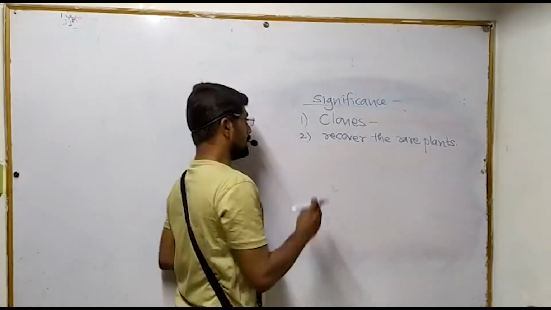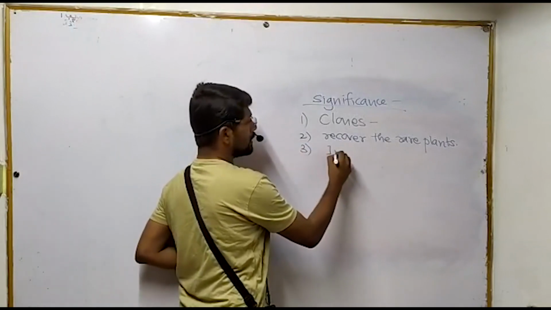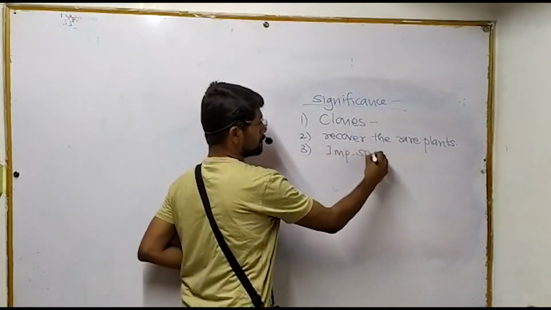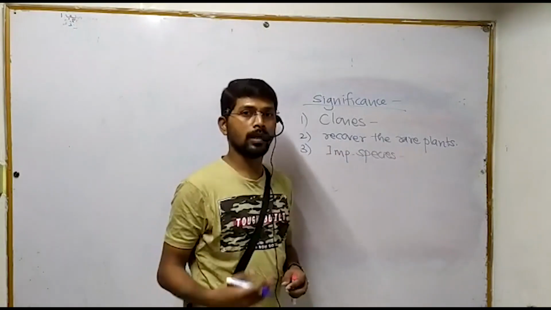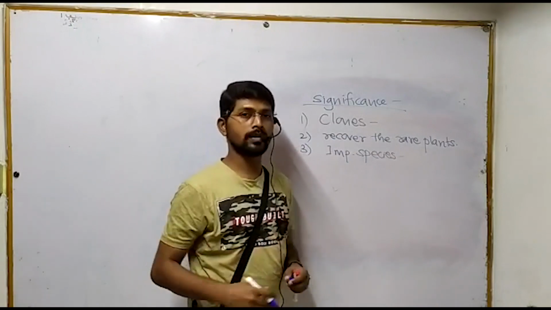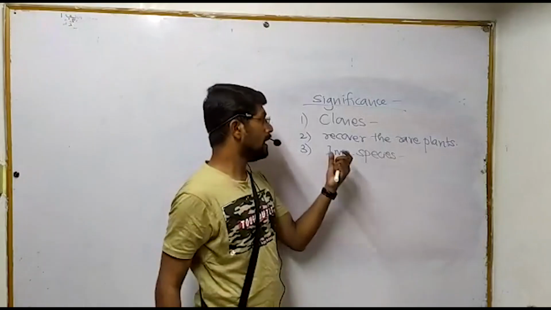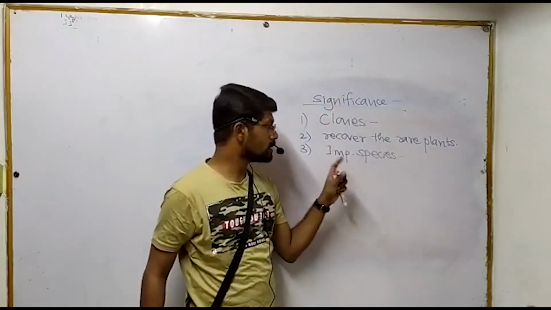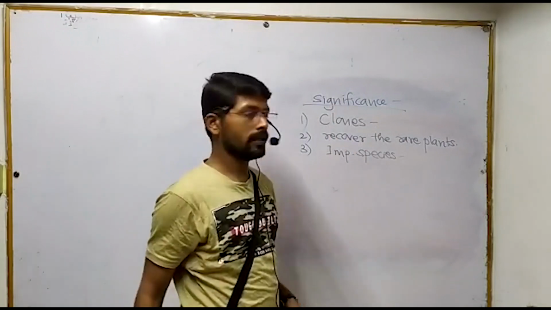Then, the next significance is that you can propagate commercially important species in a very short time. For example, plants which are not able to produce seeds, like banana and sugarcane, you can propagate. You can produce thousands of plantlets from this very small material by using the artificial techniques of vegetative propagation. So important species can be propagated.